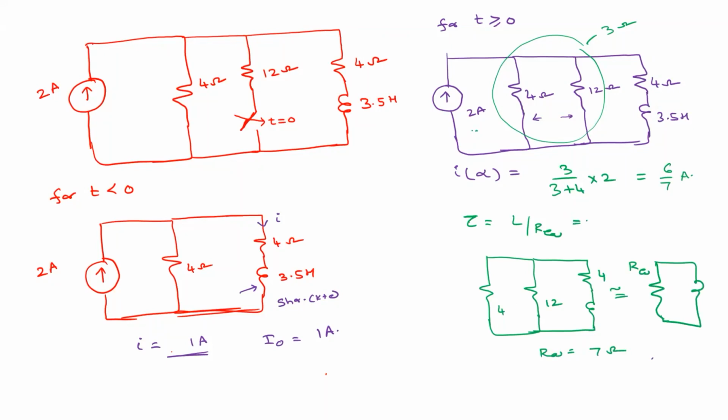So now what is this one? This is 3.5 by 7. How much is it? 1 by 2. So tau is 1 by 2 seconds.